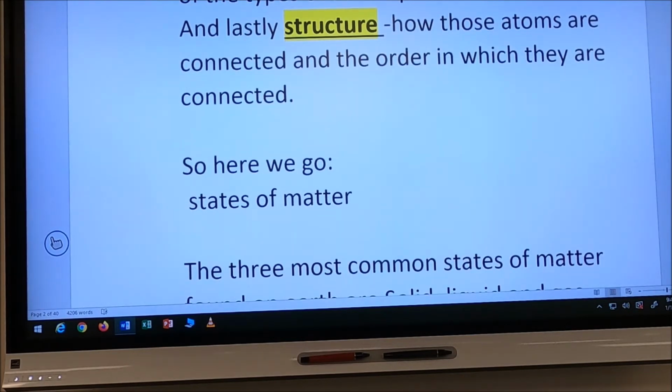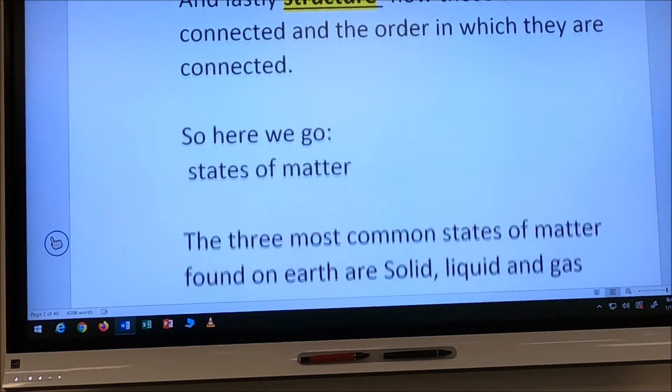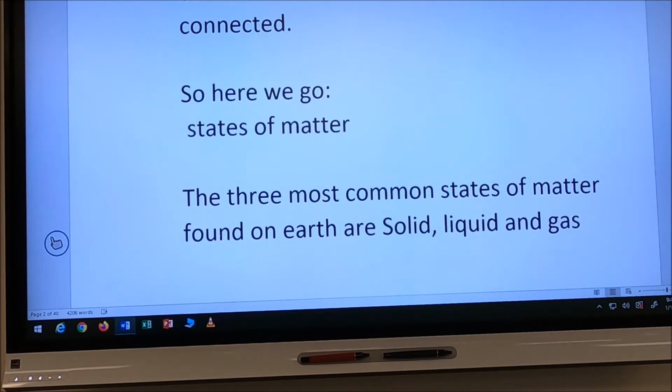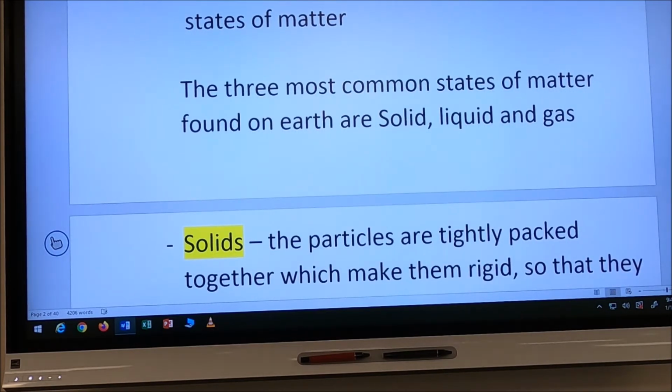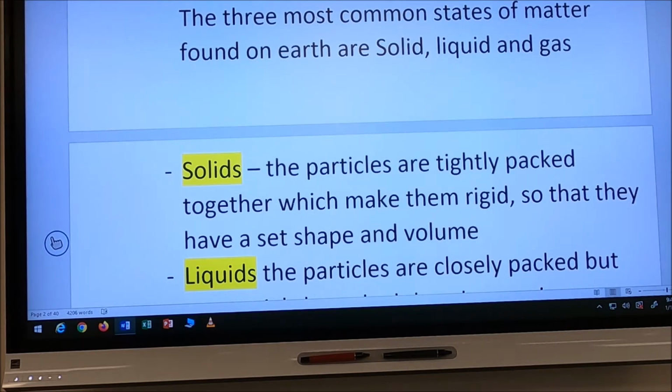So, let's start breaking it down even more. Let's talk about the states of matter. The three most common states of matter found on Earth are solids, liquids, and gases. These are not the only states out there, but these are the three that are most common, and they'll be the ones we deal with here in Gen Chem. So, solids are when the particles are packed tightly together so that we have something that is rigid and has a set volume and a set shape.